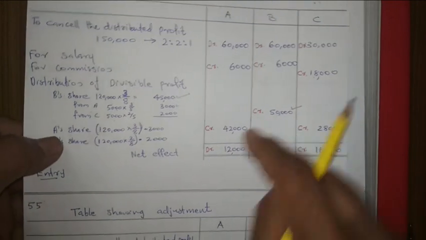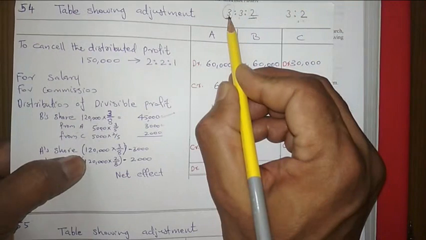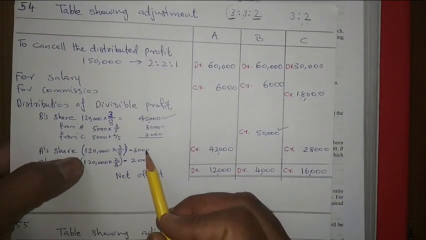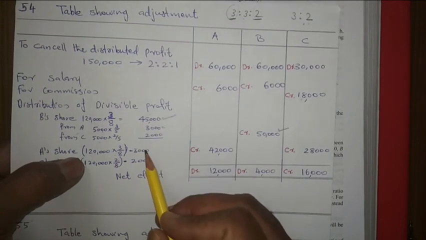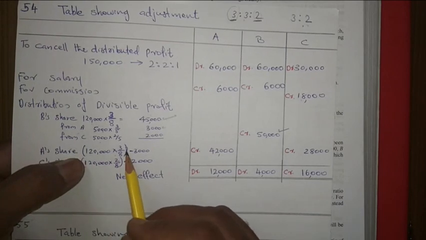Now for A's share, on 1,20,000, A's share is 3/8. Okay, so whenever we calculated how much amount is coming from there, this 3,000 we have to subtract. So A's share is coming, whenever we are doing, it is coming 45,000.